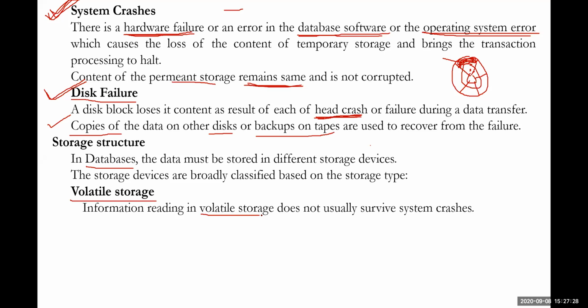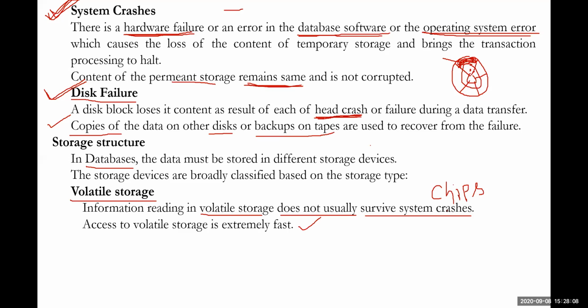Look at this. Volatile storage does not usually survive system crashes. If a system crash happens, do you get the data from volatile storage? The answer is no. It is not possible. Therefore, volatile storage cannot be used for recovery. However, accessing volatile storage is extremely fast, because these storages are maintained with chips very close to the microprocessor, so addressing is much faster compared to all other kinds of storage.